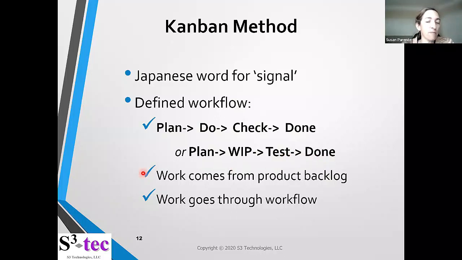Our work comes from the product backlog. If you're not familiar with this, the product backlog is basically just a list of requirements. And in Agile, you can update that throughout the whole project. It's not just at the beginning of the project; you can add to the product backlog throughout the project. You also want to reprioritize it. And work goes through the workflow.